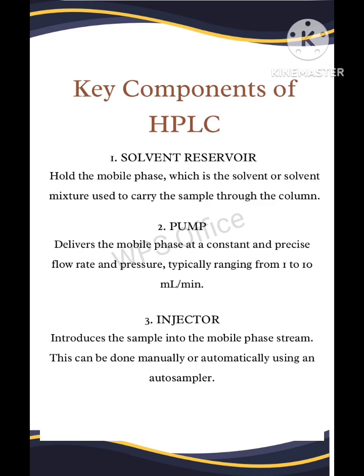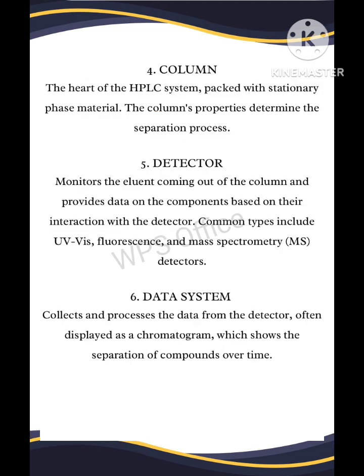The third one is an injector. It introduces the sample into the mobile phase stream. This can be done manually or automatically using an autosampler. The fourth one is a column, which is a major part of HPLC and it is the heart of the HPLC system. It is packed with a stationary phase material, and the column's properties determine the separation process.